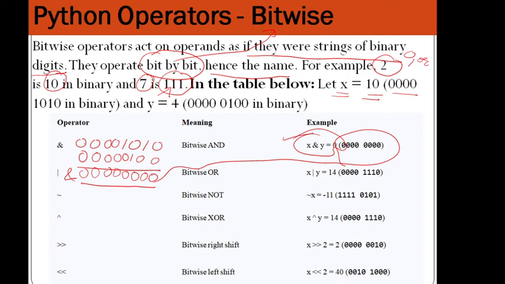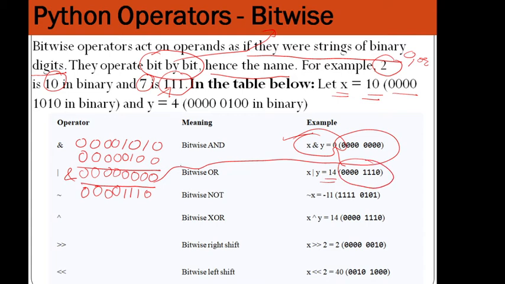If you talk about OR, the answer will be 0, here also 0, here also 0, here also 0, then 1 0 1 0 1 1 1 0 1 0 0 0. So this comes out to be 14. So this is the result for the OR operator.